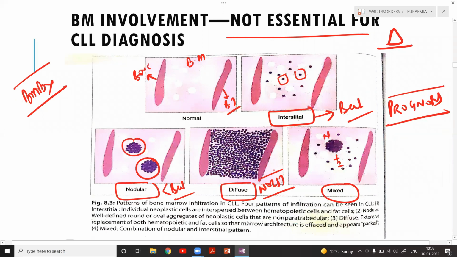So basically, just for prognostic purpose, the bone marrow examination can be done, but it is never indicated for diagnosis. Diagnosis can be made by looking at the smear and also by doing the immunophenotyping.